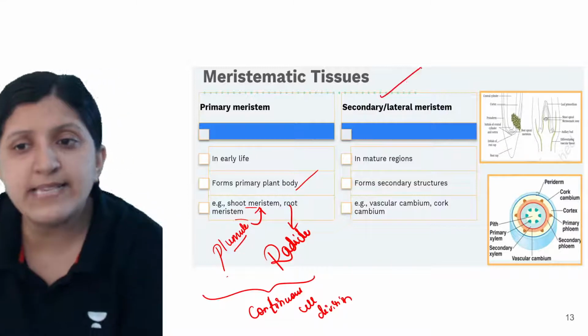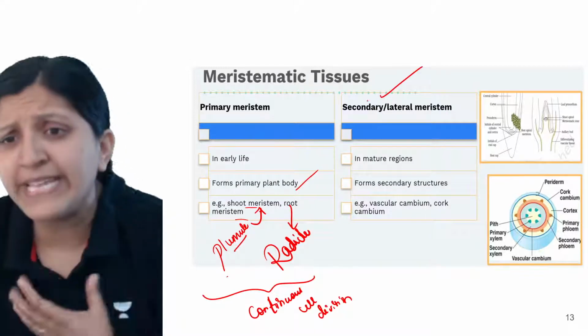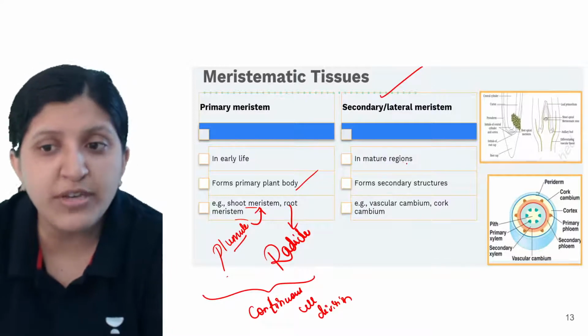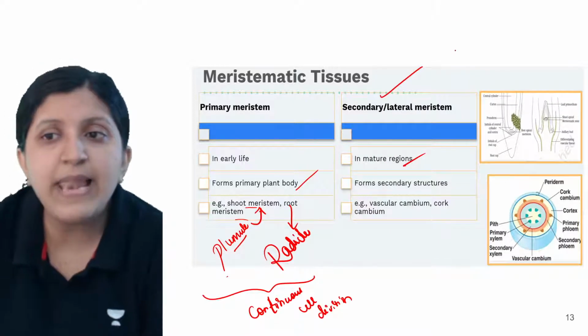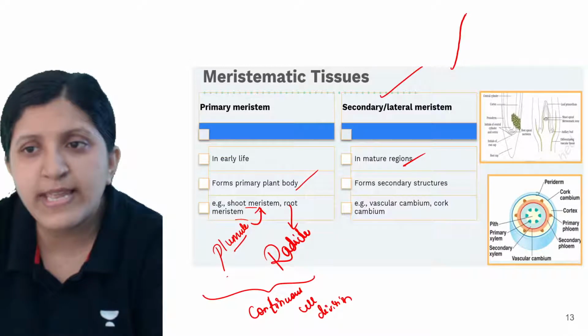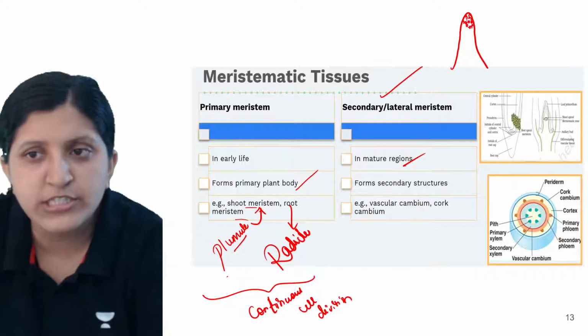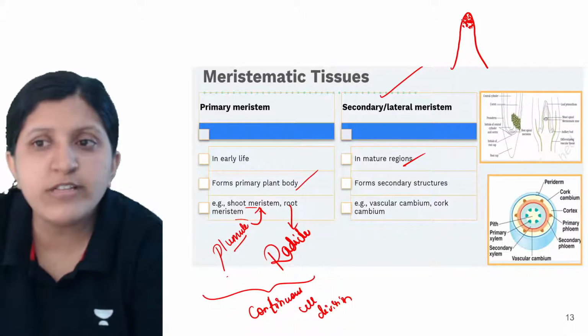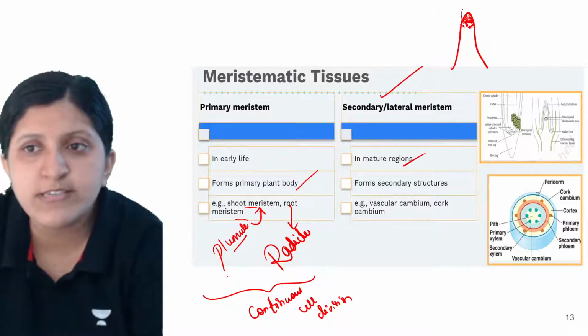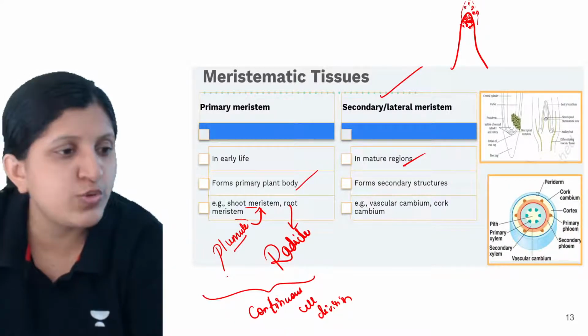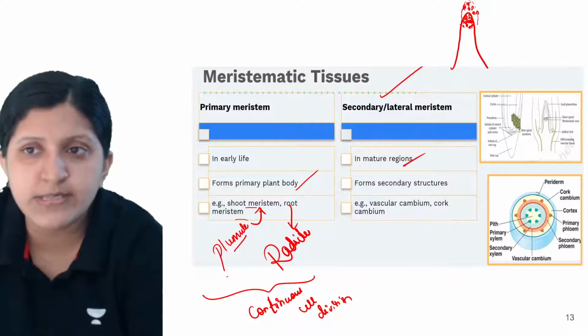Now there is the secondary or lateral meristem. This is found in mature regions as the plant grows. Let's say this is the tip. Here you can see many of the meristematic tissues. Now this further grows, and again you can find the tissues over here. That is the meristematic tissue.